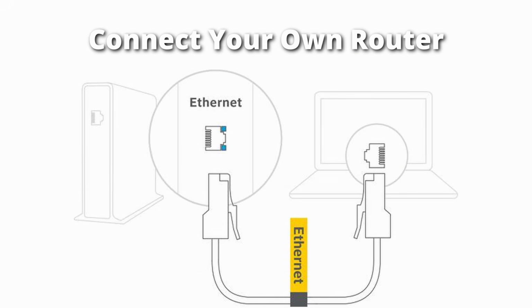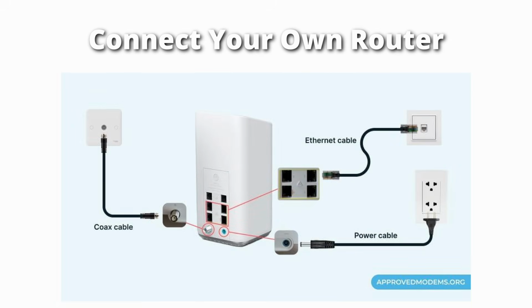Step 4. Connect your own router. Connect your personal router to an Ethernet port on the Xfinity gateway after bridge mode is enabled. Xfinity says bridge mode disables the gateway's routing/Wi-Fi functions while leaving its modem function active.